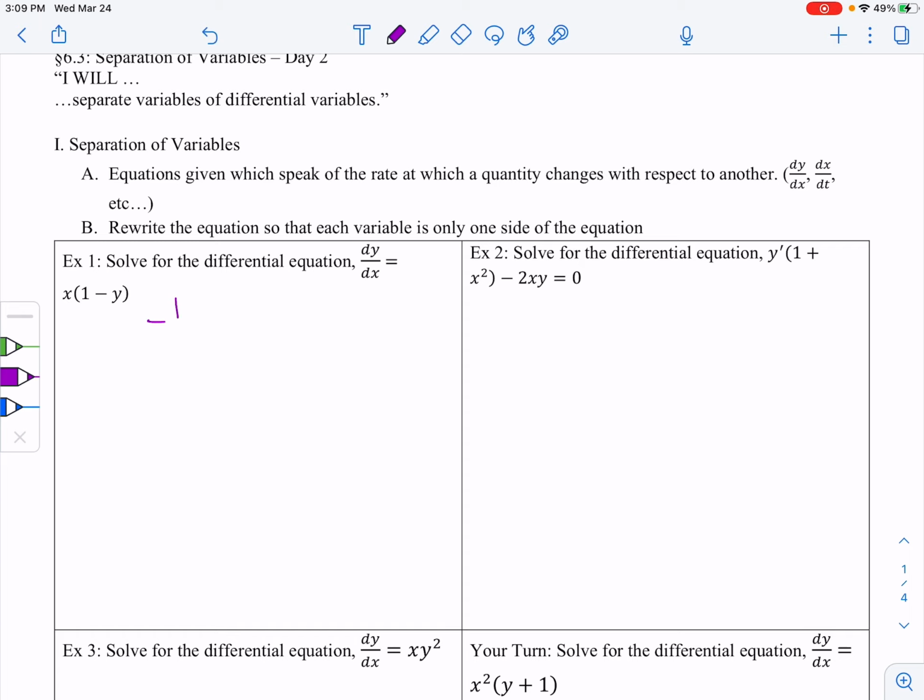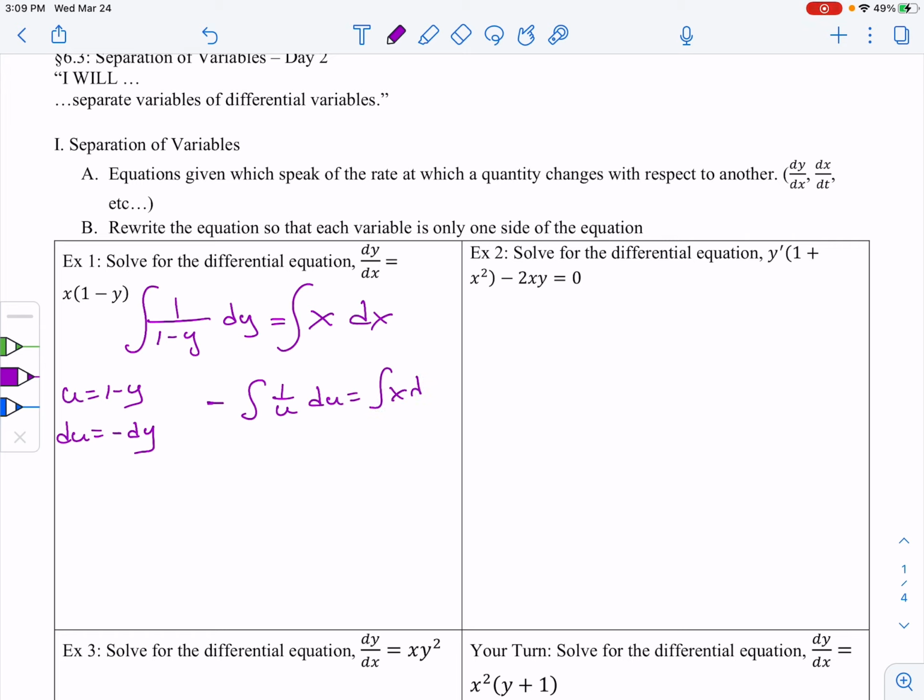So I have 1 over 1 minus y dy equals x dx. And I integrate. You need to do a u sub. So du is equal to negative dy. Make sure you have that negative. So this becomes negative integral of 1 over u du equals the integration of x dx. So that's the natural log. So negative natural log of 1 minus y equals x squared over 2 plus c.